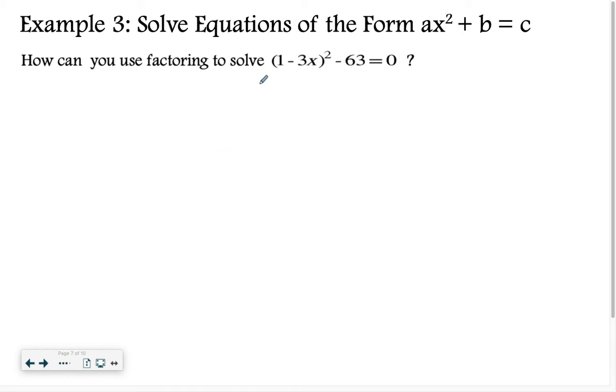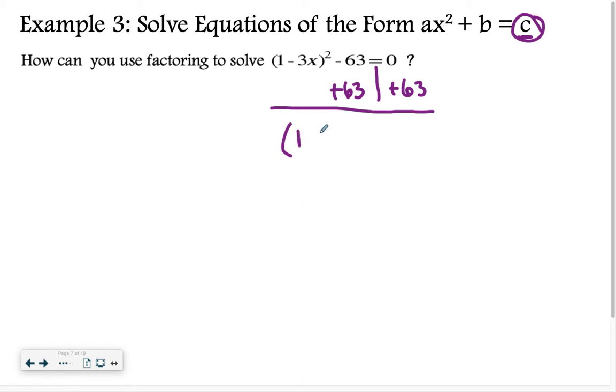Example 3, we're going to increase the difficulty ever so slightly for this problem. You can see I have in parentheses the difference of 1 and 3x, squared, minus 63 equals 0. Okay, so my first step is I want it to kind of look like what I've already worked with. So that means, opposite of what I've been telling you this chapter, we're actually going to not have it equal 0 anymore. I'm going to add 63 to both sides. Because if you check it out, I want it to equal a number. Okay, that's what this example is all about.